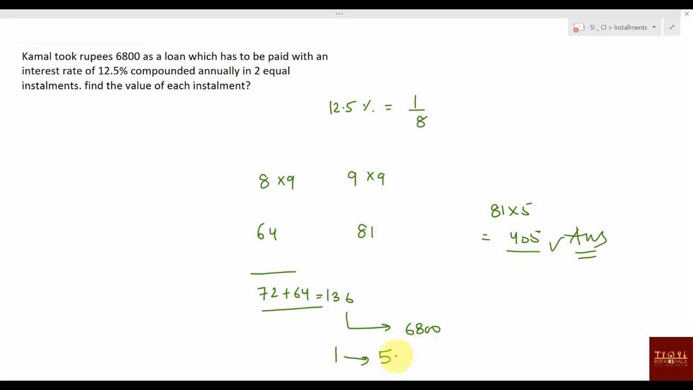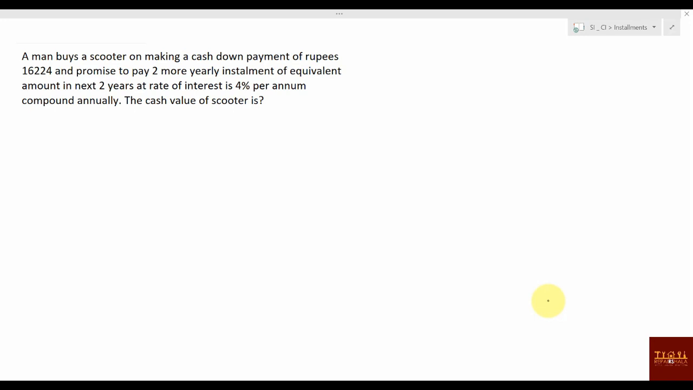500. 136.50 it will be, right? Why 500 will be there? 50. So this is 4050. Done. Check the next one.